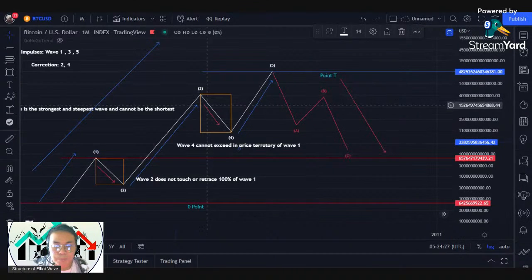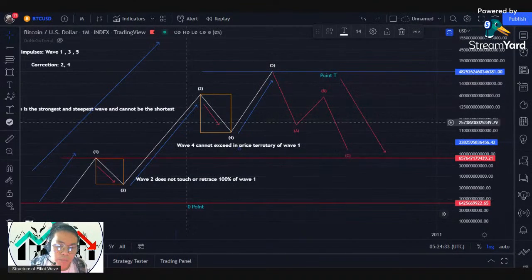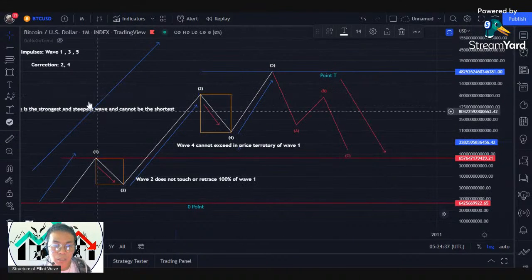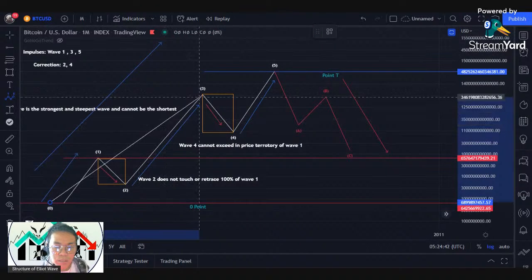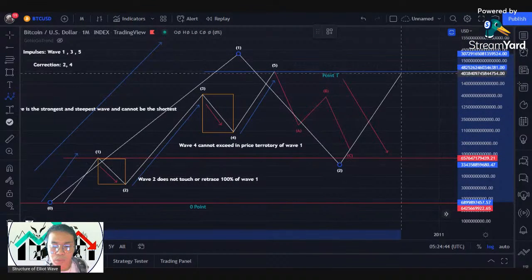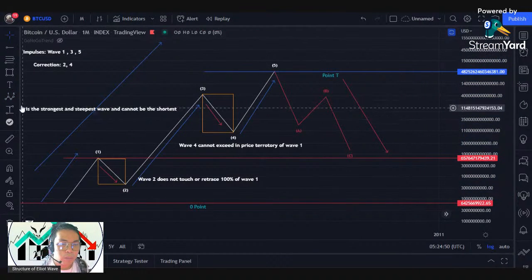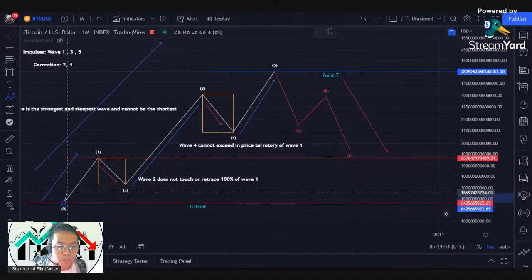Okay, now the question is, what will happen in the market after this five, if the market completed this structure? We will have a new wave, wave one and wave two, which will be a bigger wave. How? It's because here in wave 1, we have a small wave here.